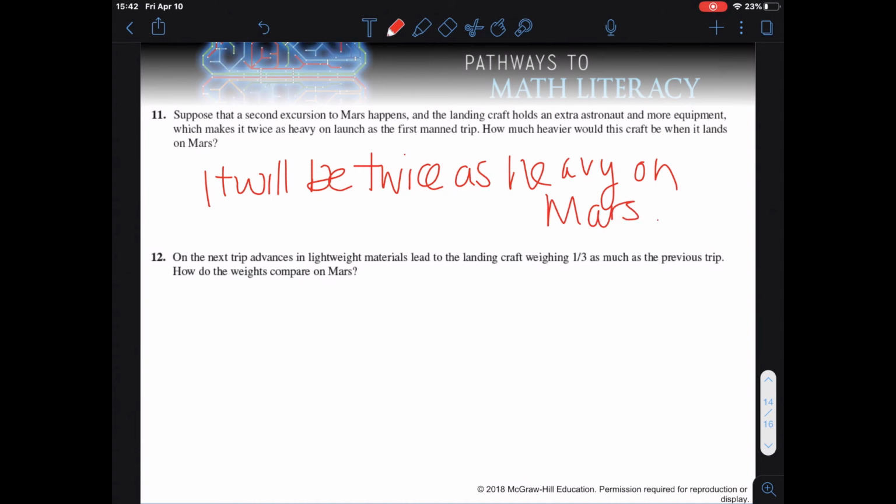On the trip after that, they get lightweight material that leads to the landing craft weighing 1/3 as much as the previous trip. So when it lands on Mars, it will weigh 1/3 of the amount.